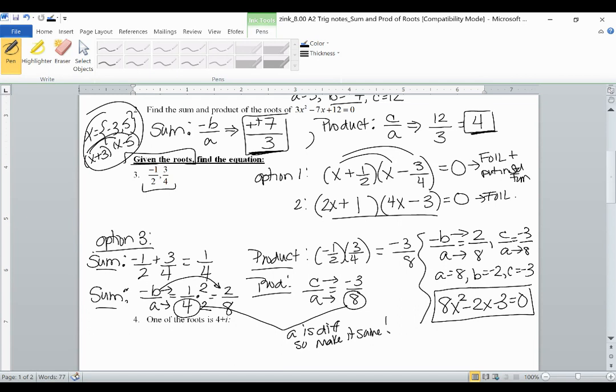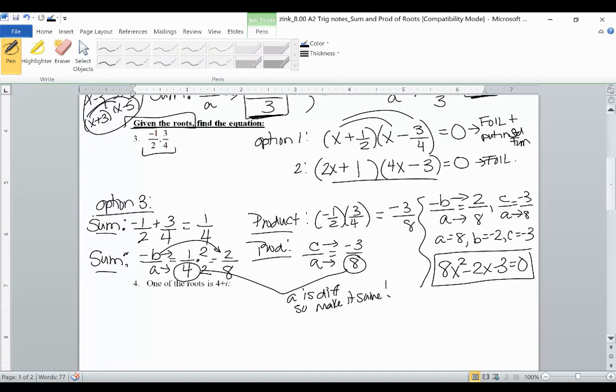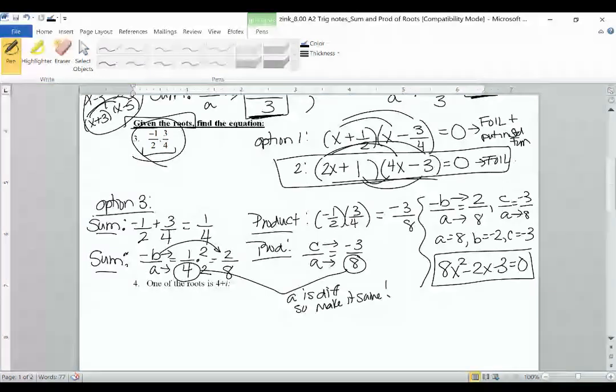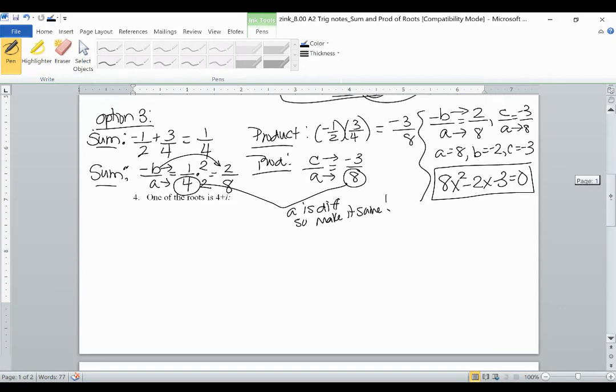If I were to use p's and c's to factor this, and that would be a good check, I would get these 2 roots back. If I were to FOIL this out right here, I would get that same equation for my answer. Same thing for option 1. If you were to FOIL that out, you'd end up getting that same answer.